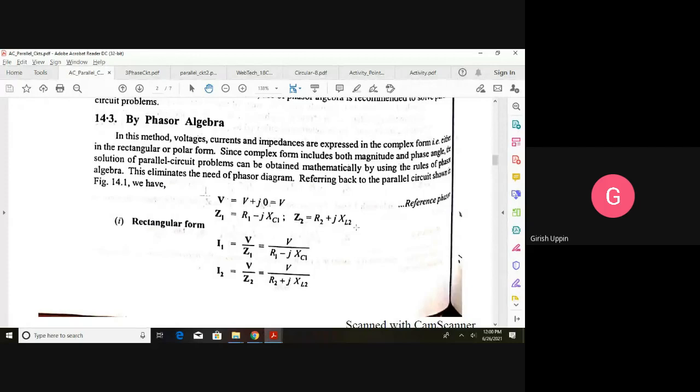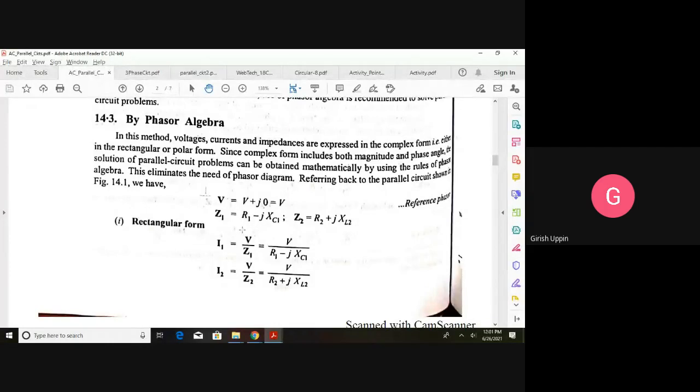If you are aware of complex numbers, if it is in rectangular form, we can convert it into polar form. If it is in polar form, we can convert it into rectangular form. And in your calculator, you can do direct calculation of complex numbers. For every calculator, you can check the user manual for how to operate it in complex number mode. So complex number calculation can be directly done, for example adding two complex numbers, multiplying two complex numbers, dividing two complex numbers. That is how it becomes very easy.